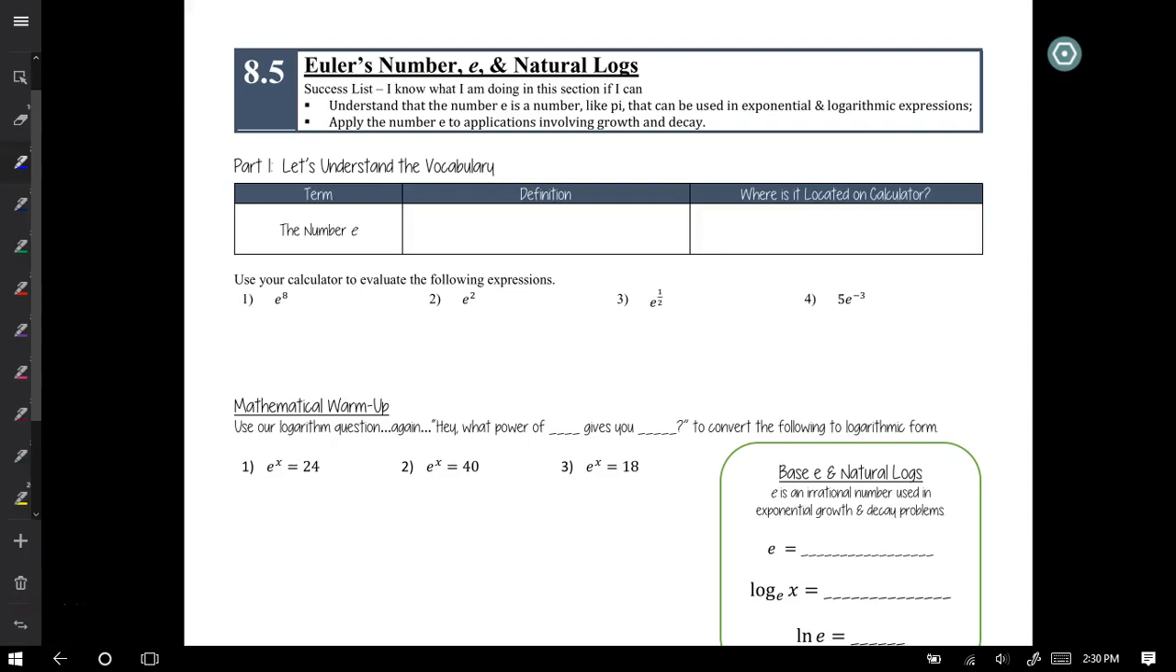Alright, in this video we're going to look at Euler's number, e, for natural logs. We're going to take it slow a little bit with this and make sure we understand the idea of natural logs. e is not bad, but natural logs throws some students off. We watched that video on Friday.